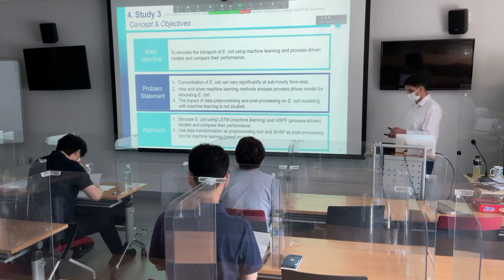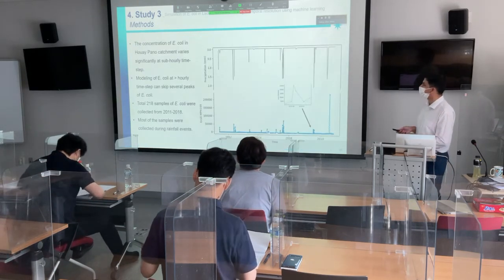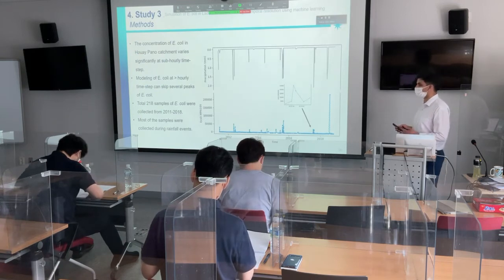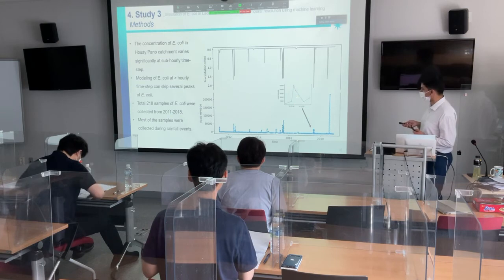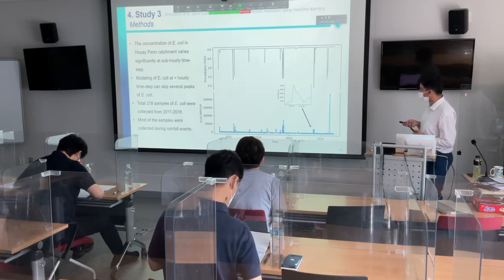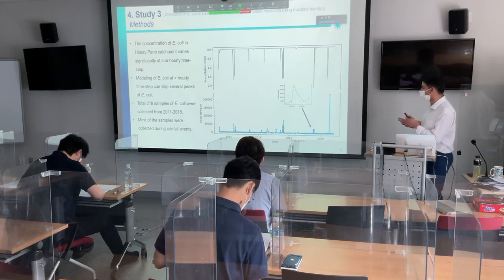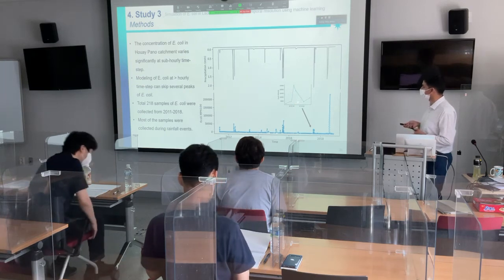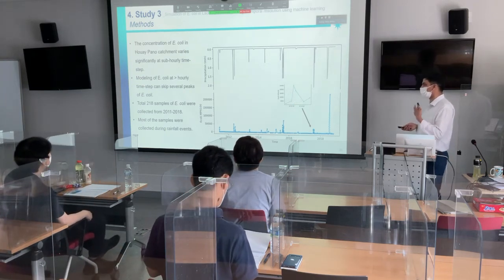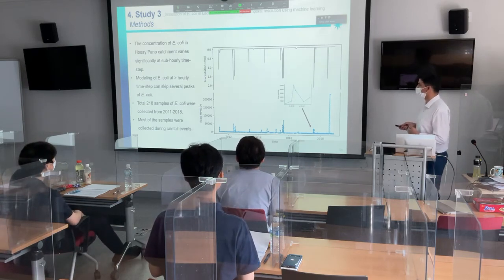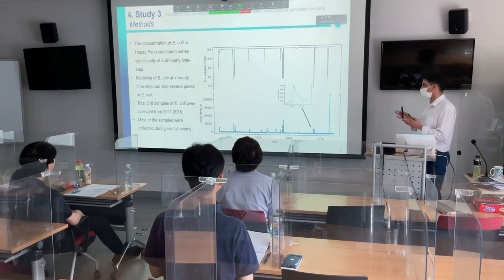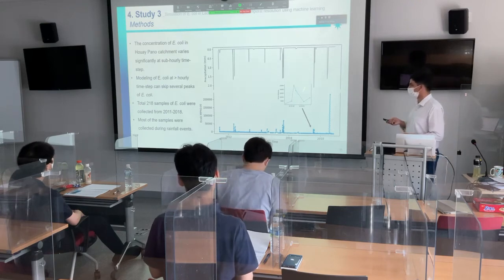So this plot shows why I chose the sub-hourly time step. In this case, this peak, for example, finishes within an hour. It takes about 30 minutes for this complete peak. So if our time step is an hour or more than an hour, we will miss this peak. That's why I chose a sub-hourly time step for these studies.